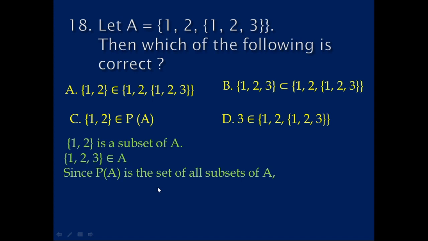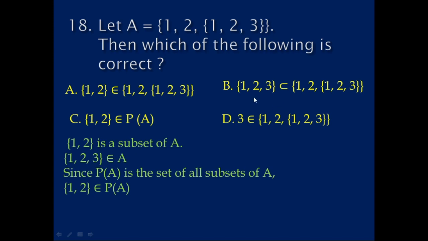And just for knowledge, here 3 is an element of a set A? 3 is not an element of the set A. Here the set {1, 2, 3} is an element of the set A. Therefore, 3 is not an element of the set A. A has only 3 elements: 1, 2 and the set {1, 2, 3}. Therefore, the fourth one is also not true.